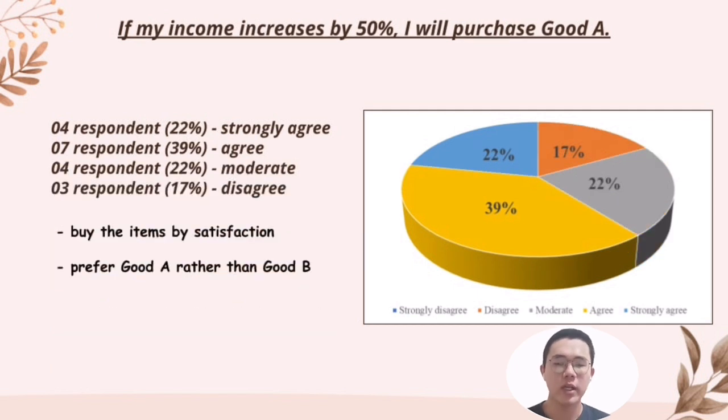The question is about the income factor. We have 4 respondents strongly agree, 7 respondents agree, 4 respondents moderate, and 3 respondents disagree with the statement: if income increases by 50%, I will purchase good A. Overall, we can conclude that most of them will purchase good A when their income increases by 50%. This is because consumers will buy the item they like and that gives them satisfaction, and good A can do that. Based on the data collected, we also conclude most of the respondents will prefer good A rather than good B.